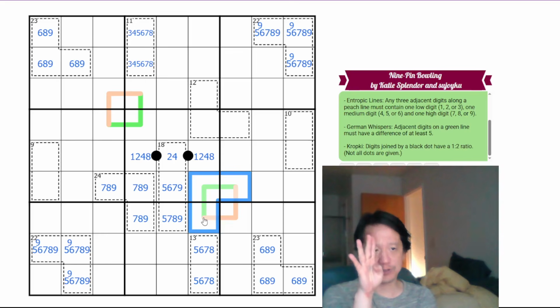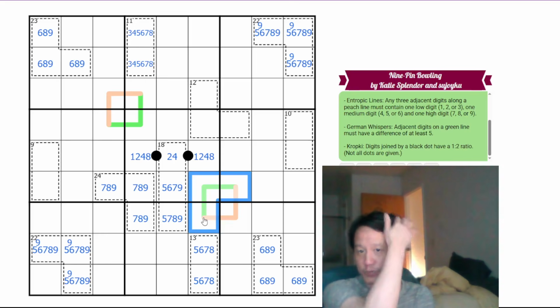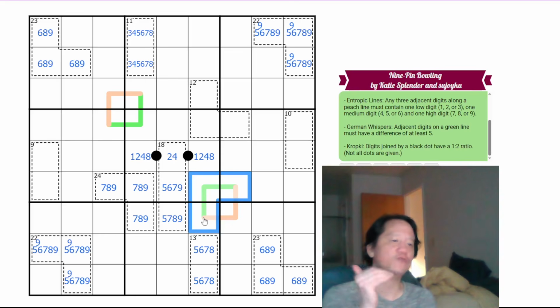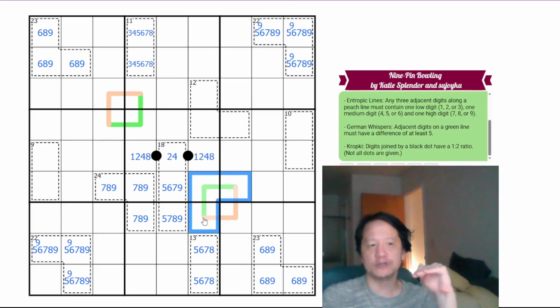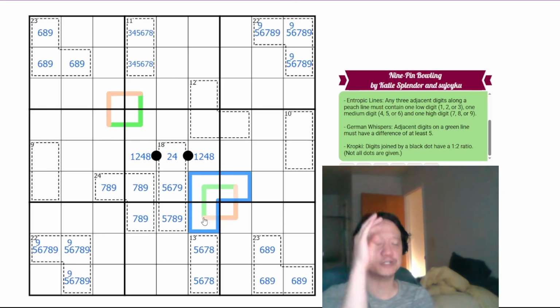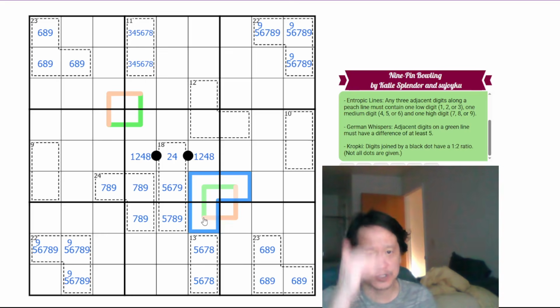For the low digits, 1 through 4, what digits can be next to them? 1 can be next to 6 through 9. 2 can be next to 7 through 9, 3 can be next to 8 or 9, and 4 can only be next to 9, all of which are high digits. So next to a low digit is guaranteed to be a high digit. And the same thing is true for a high digit. What digits can be next to those high digits, which are 6 through 9? 6 can be next to 1. 7 can be next to 1 or 2. 8 can be next to 1 through 3. 9 can be next to 1 through 4, all of which are low digits.